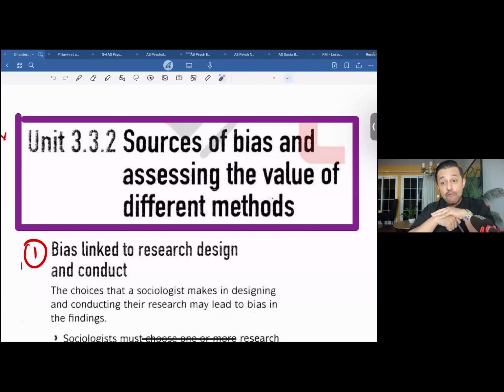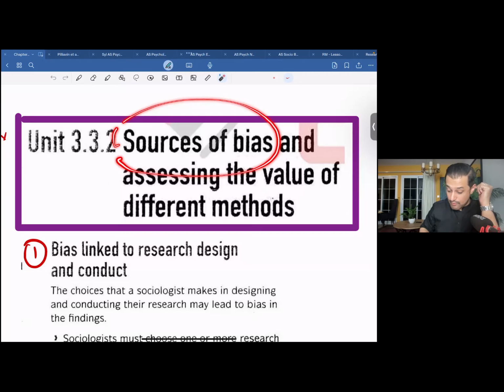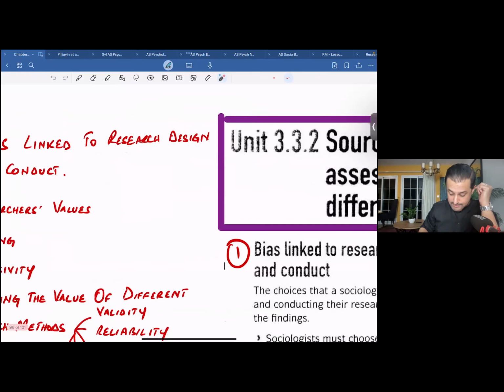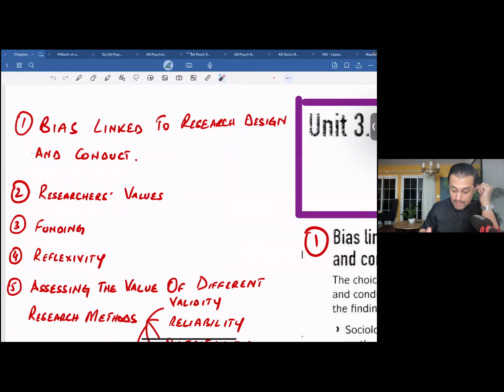Hello, everyone. Today, we'd be talking about the different sources of bias that affect a particular sociological research. And at the same time, we talk about the different elements that help us value a particular research method. Now, we'd start off with the sources of bias part first, right? When we speak about the different sources of bias, we would discuss four different categories.